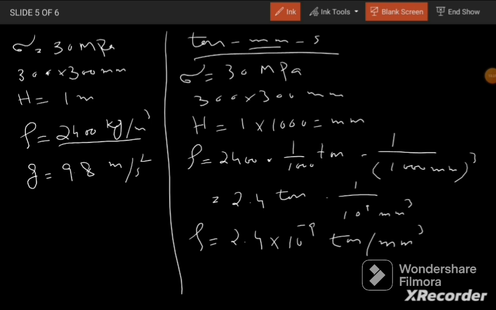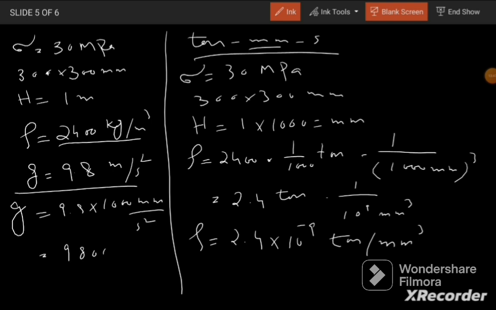Similarly, this g value, because here it is in meter and second, we need to convert it into millimeter per second square. So it will be 9.8 into 1 meter is equal to 1000 millimeter, 1000 millimeter divided by second square. So it will become 9800 millimeter per second square. So instead of 9.8 we will substitute the value 9800 millimeter per second square.